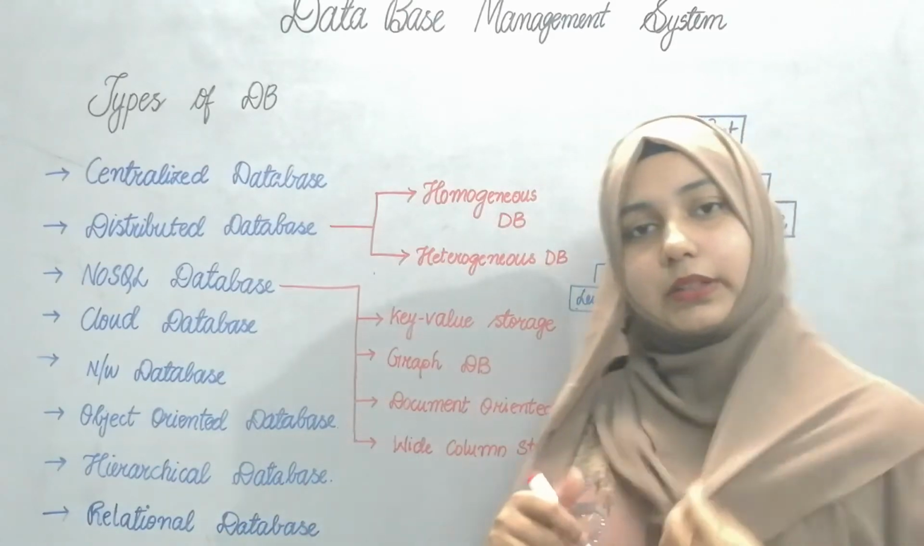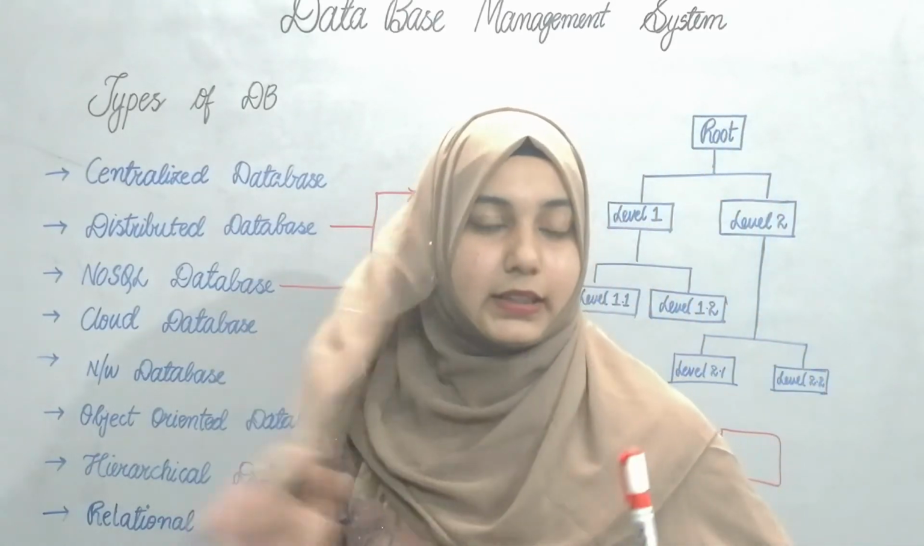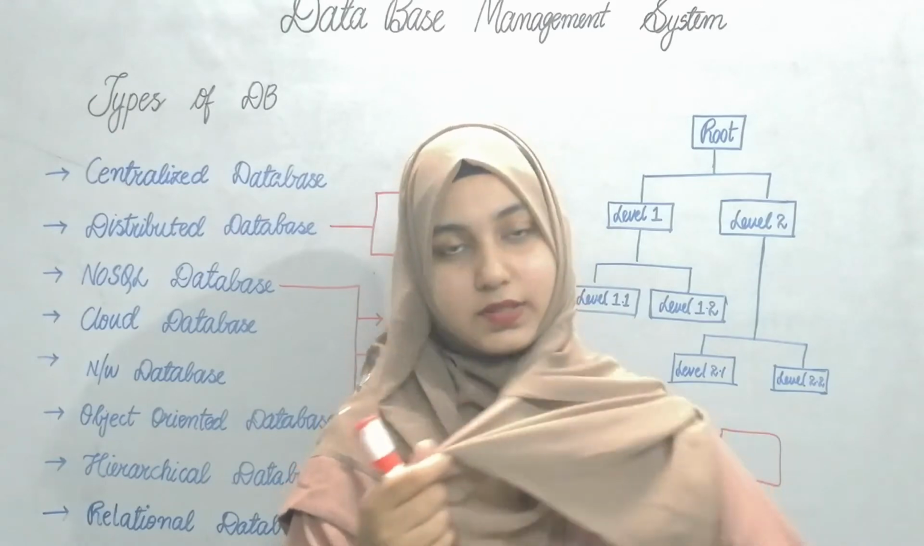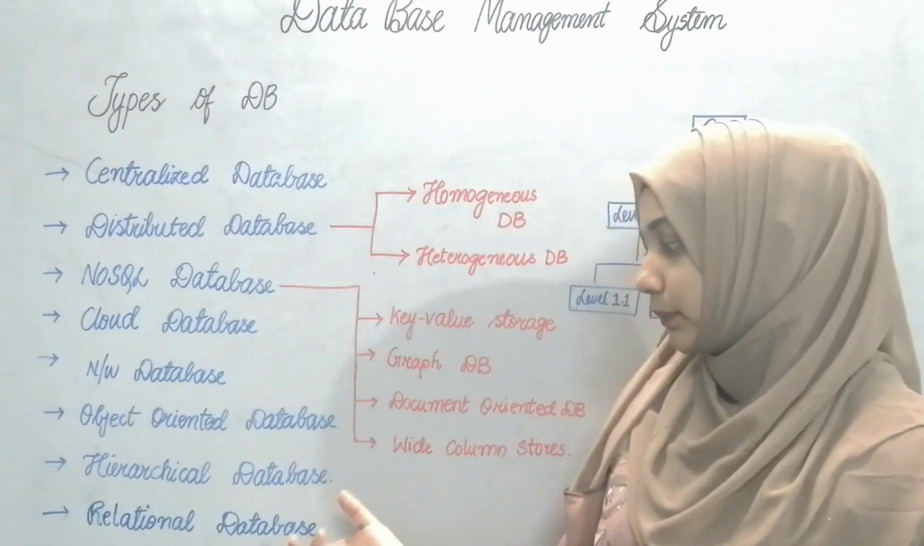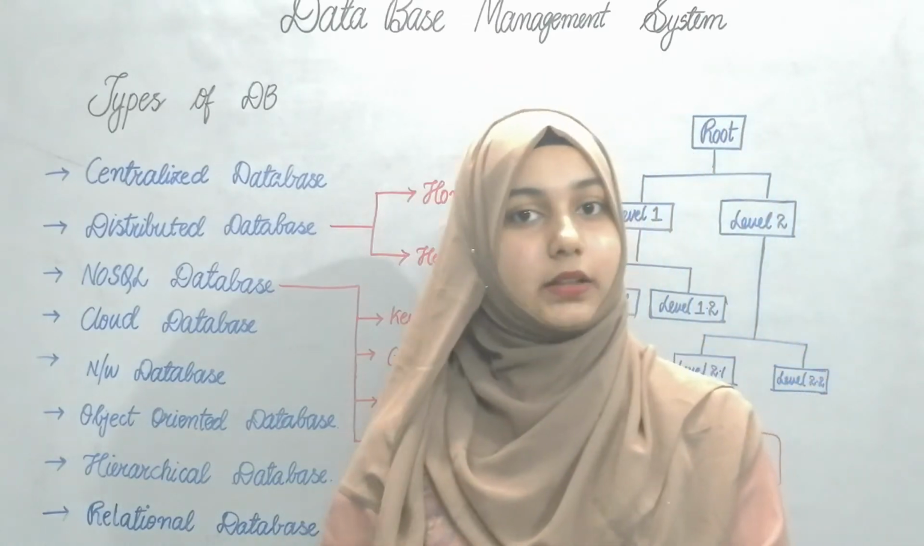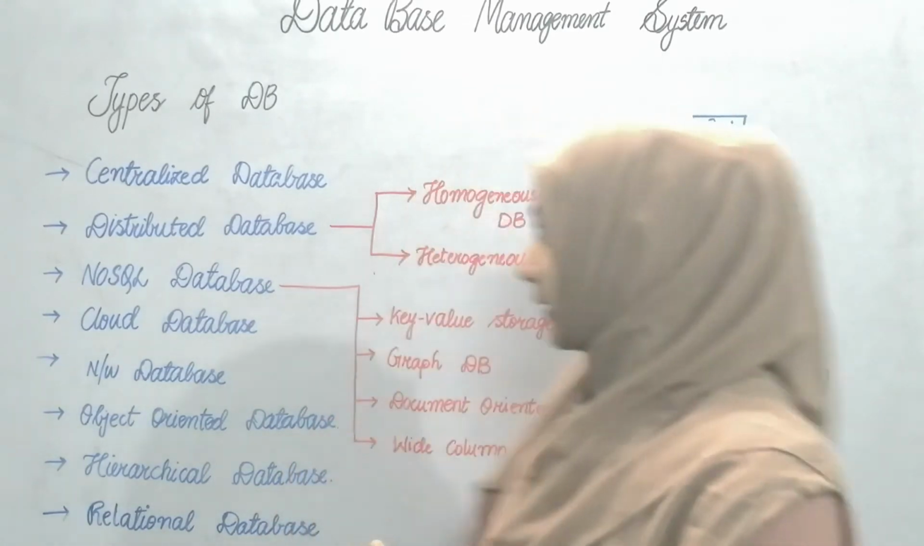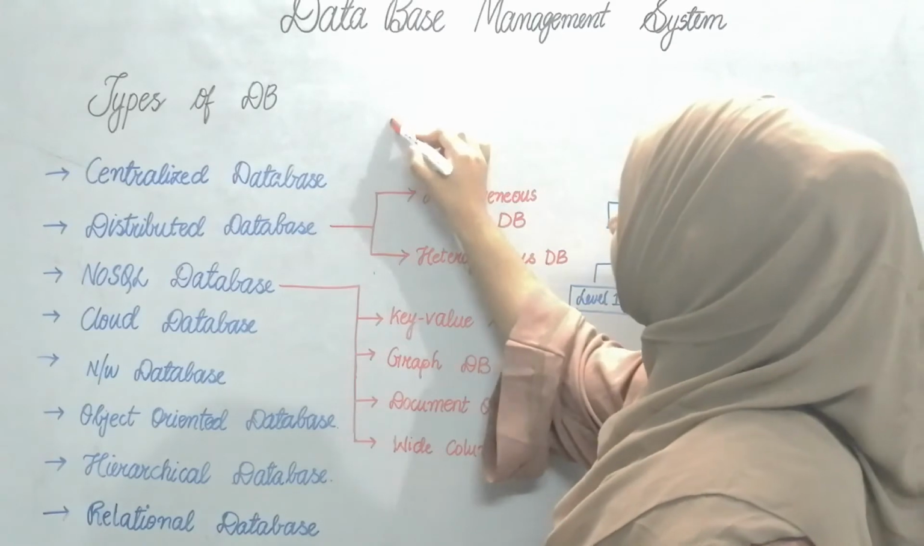Relational database means your data will be stored in the form of tables. Okay? A table has rows and columns. Clear? And we have ACID properties which are very common in the relational data model. ACID properties matlab kya? Write it here.